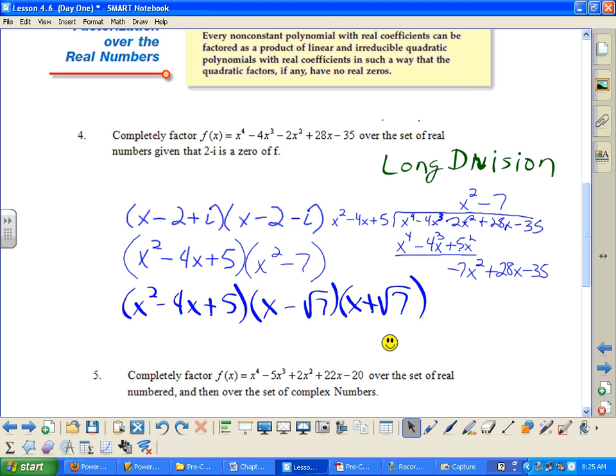Because square root of 7 is a real number, right? It's not an integer, but it's a real number. So if it says factor over the set of real numbers, then it would look like this. If they said factored over the set of complex numbers, then I would have to take this part here and put it down here instead of x squared minus 4x plus 5.